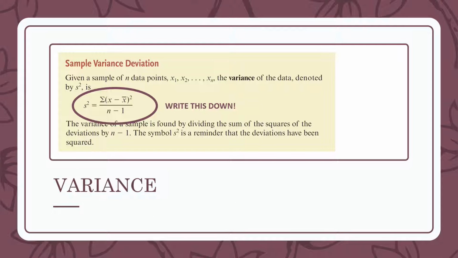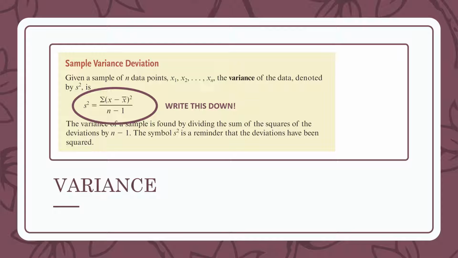This is the part that I want you to write down. I'm going to go through the definition really quickly, so if you want to write it down first, you can pause the video. If you're given a sample of n data points, where n is the number of data points in your data set, the variance of the data, denoted by s squared, is s squared equals the sum of (x minus x bar) squared divided by n minus 1.